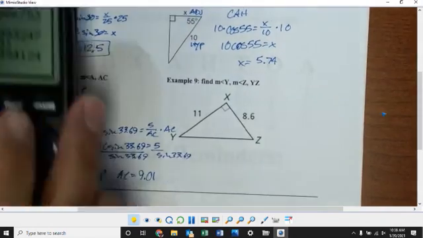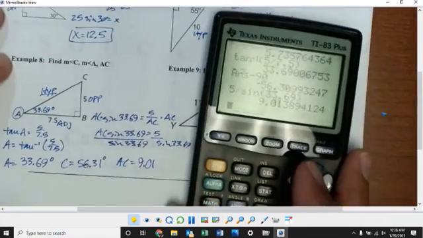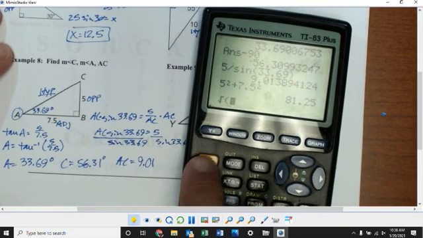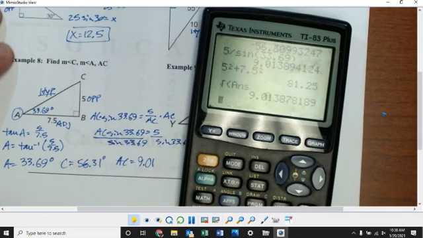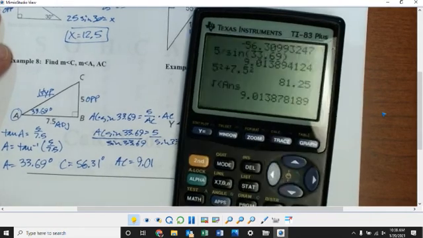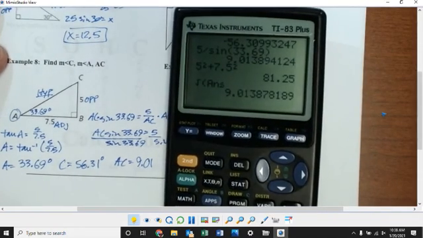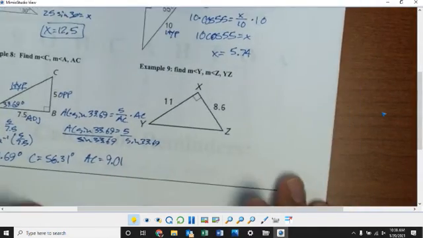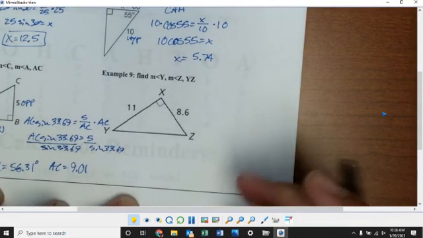And again, if I use the Pythagorean theorem, I could say 5 squared plus 7.5 squared, and then take the square root of that. It gives me pretty much the same answer, just a little bit of rounding error. All right. So there's our 3 answers. Again, pause it and try to do example 9 on your own.